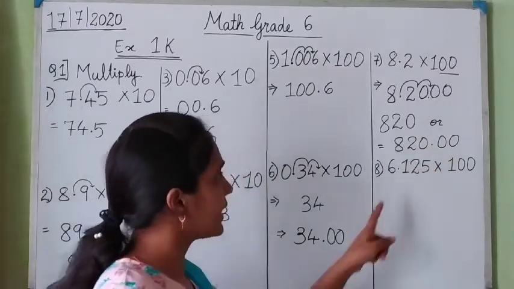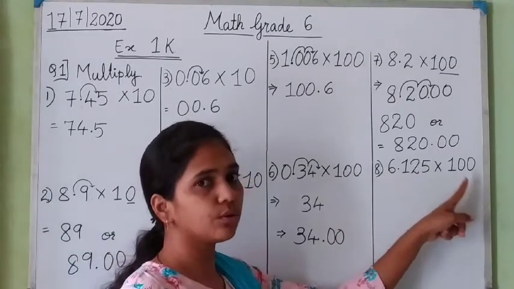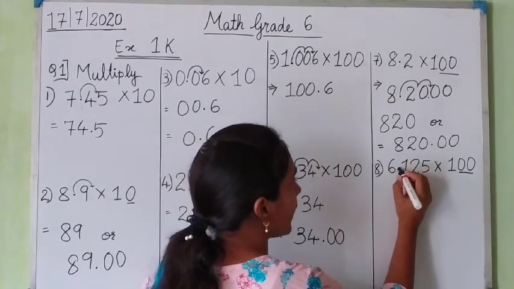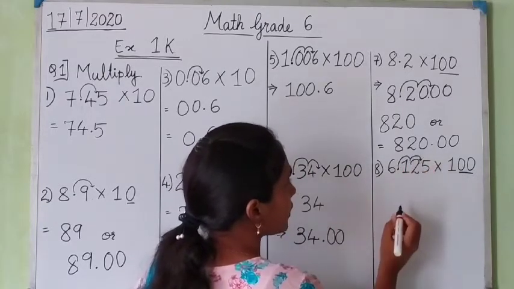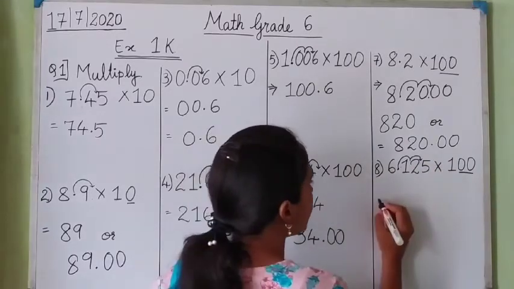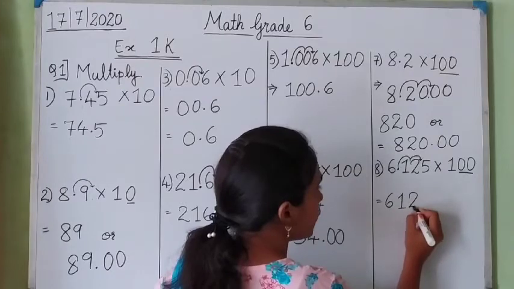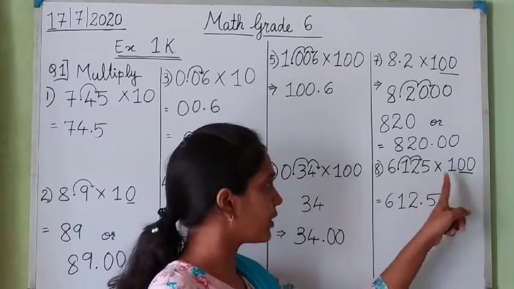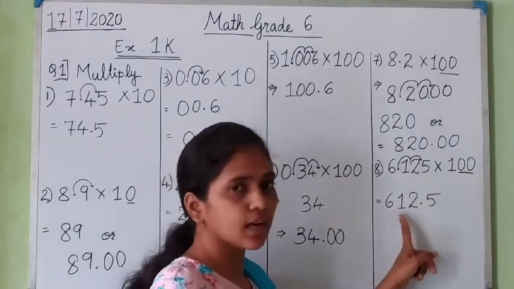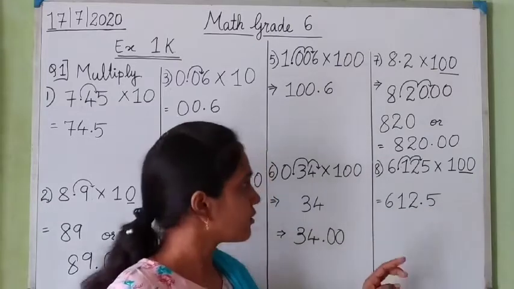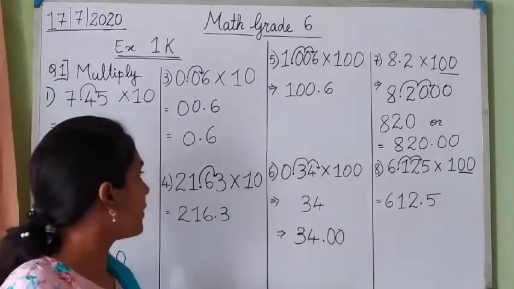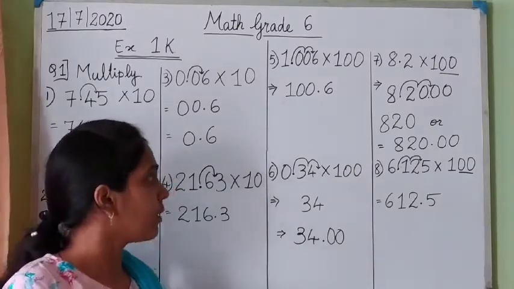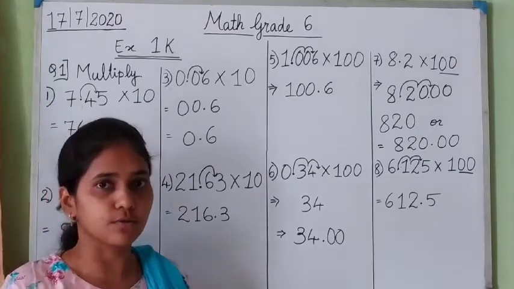Now the 8th example. The number is 6.125 into 100. Similarly, there are two zeros, so we have to shift the point 2 times towards the right. So it will come between 2 and 5. So the number will become 612.5. So this number 6.125, after multiplying it by 100, I get 612.5. So these were the sums when we multiplied decimal numbers by 10 and 100. Now we are going to see sums based on multiplication of decimal numbers with 1000.